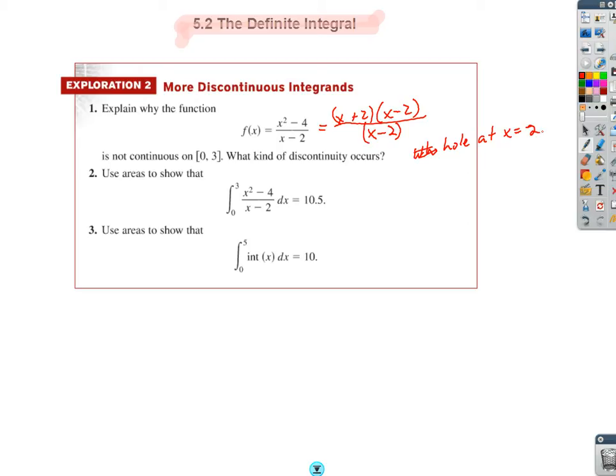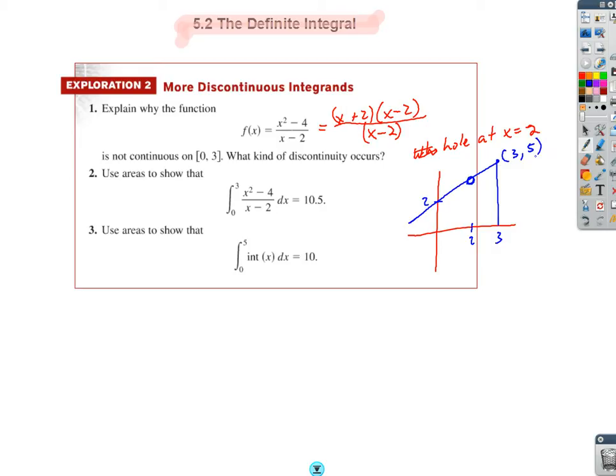So now, what does my graph look like? If you don't remember, your graph is going to look exactly like what was left over, the x plus 2. So here's 2, except when I get here at 2, there's a hole. I'm going from 0 to 3. That means the height up here, this point, is 5.